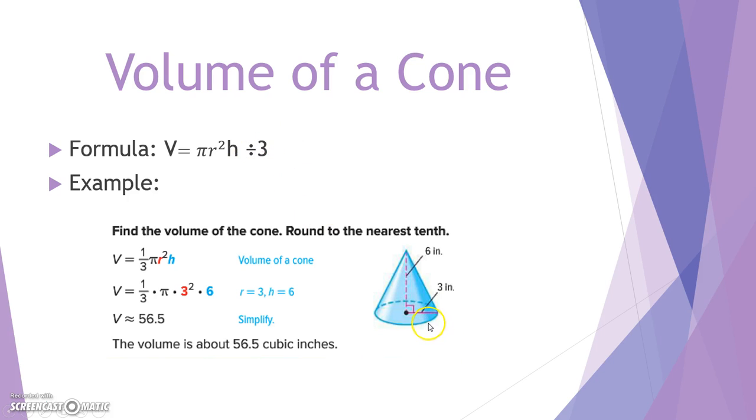Because 3 inches is the radius of the cone, you'll substitute r for 3. And because 6 inches is the height of the cone, you'll substitute h for 6. Then next you would do 3 squared. You would solve 3 squared, which is 9, and then solve pi times 9 times 6, and divide all that by 3, and the volume will equal about 56.5 cubic inches.